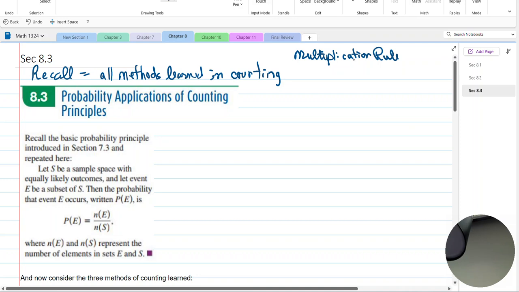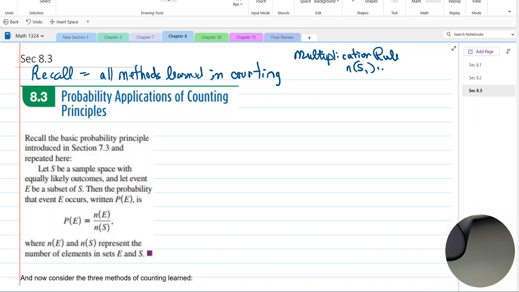where we multiplied the cardinality of set 1 times the cardinality of set 2, etc., to get how many ways to choose one from each set.